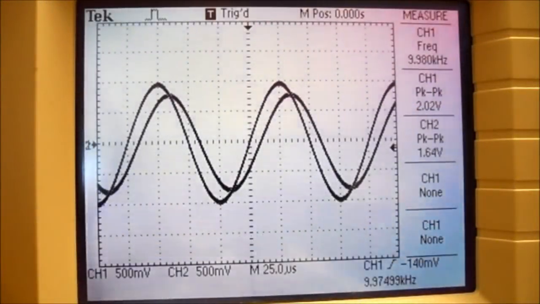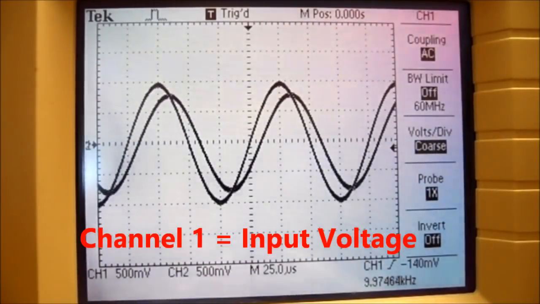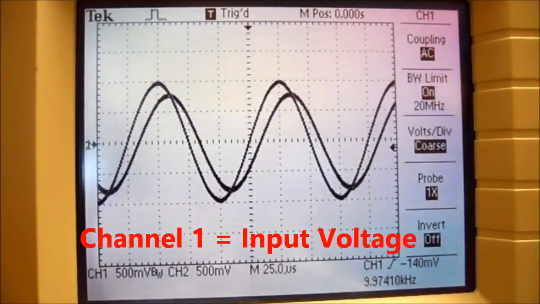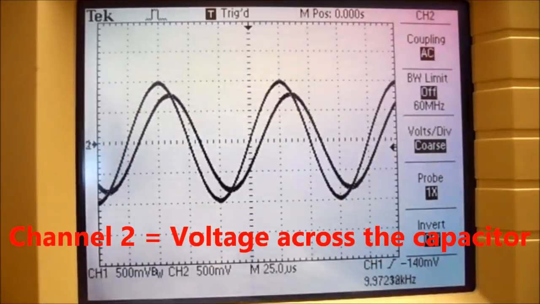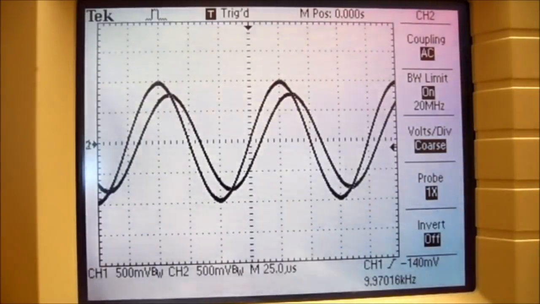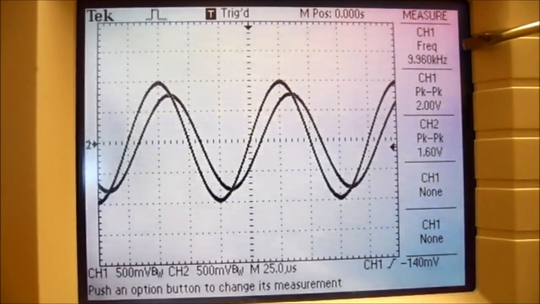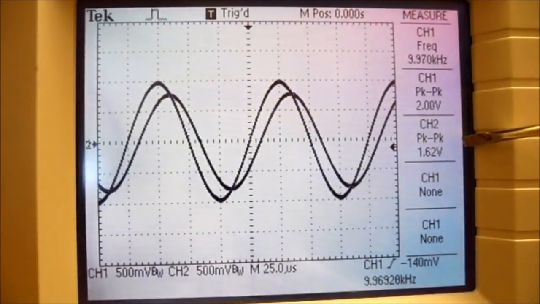So over on my oscilloscope, make sure that channel 1 is on AC coupling. We want to turn the bandwidth limit on. Volts per division should be coarse, probe is times 1, and the invert is off. On channel 2, coupling should be AC. We want the bandwidth limit on. Volts per division coarse, probe 1 times, invert off. Pressing the measure button, we'd like channel 1 frequency, channel 1 peak to peak, channel 2 peak to peak, and we're not worried about the others.